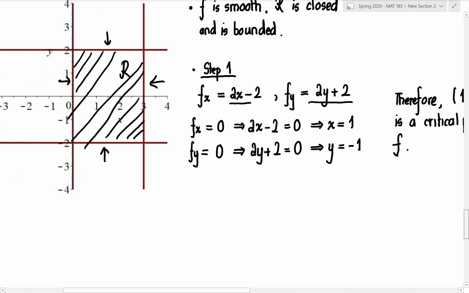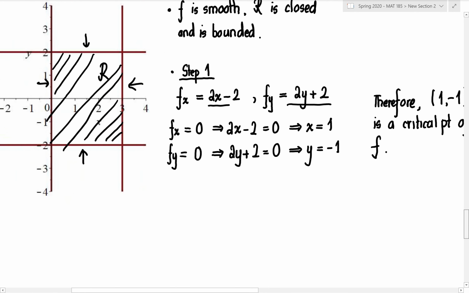Alright, so we know that (1, -1) is a critical point, but remember, we are interested in this region R. We do not care for points that are outside this region R. So what we would like to do is verify that this point (1, -1) is in fact in our region R. And if I look at this, my point (1, -1) is right there. That's my critical point. It is in region R.